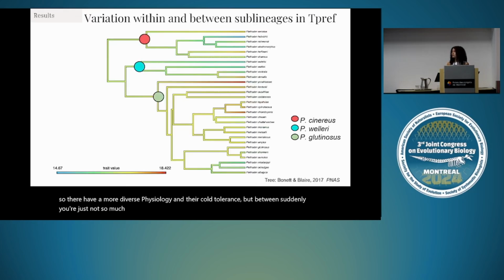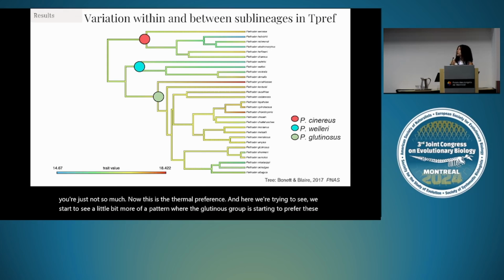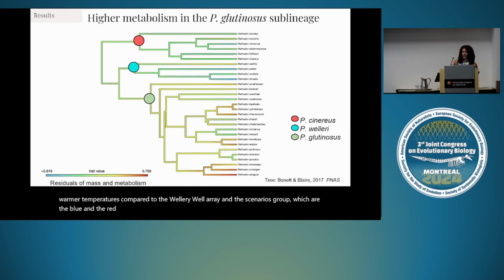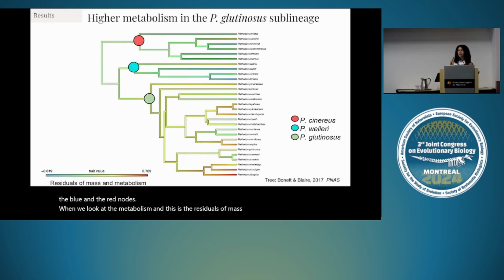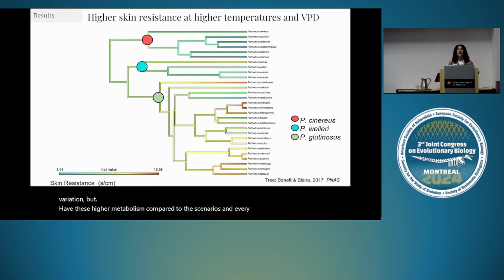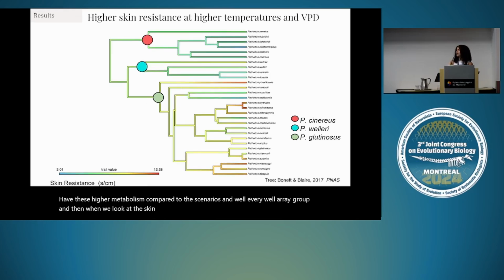Now this is the thermal preference, and here we start to see a little bit more of a pattern where the glutinosus group is starting to prefer these warmer temperatures compared to the wehrlei and the cinereus group, which are the blue and the red nodes. When we look at the metabolism, and this is the residuals of mass and metabolism, taking into account the size of the organism, we see that the glutinosus group, again, is generally having a lot of variation, but have these higher metabolism compared to the cinereus and wehrlei group. And then when we look at the skin resistance, we're seeing that they're having lower skin resistance for the cinereus and wehrlei group and higher skin resistance in the glutinosus group.